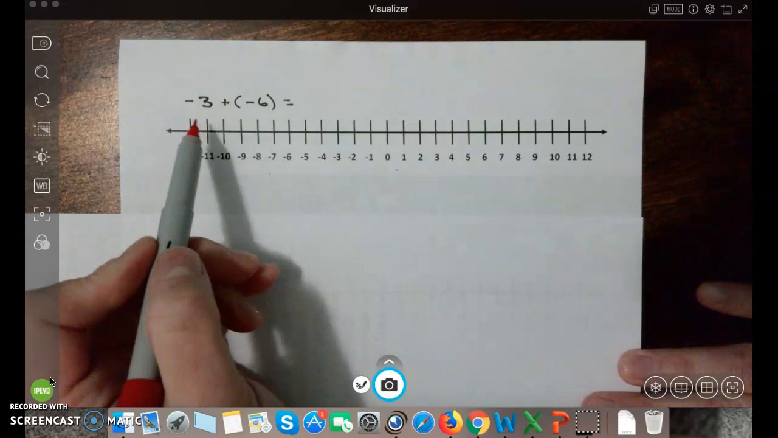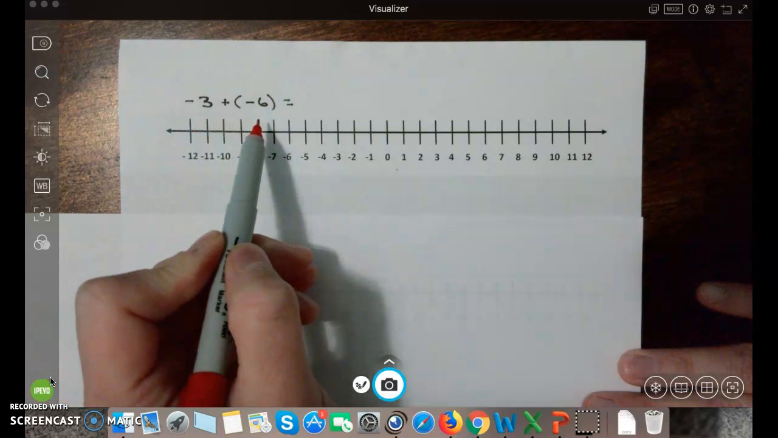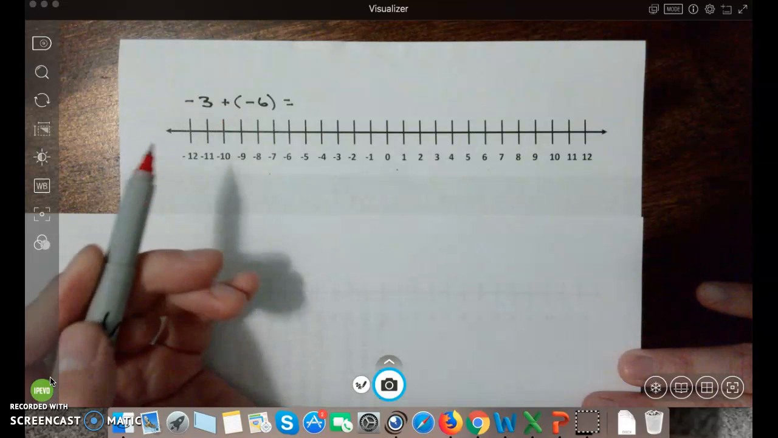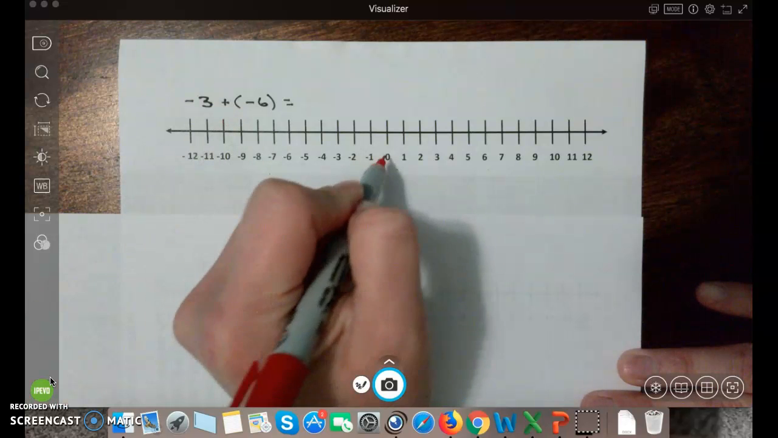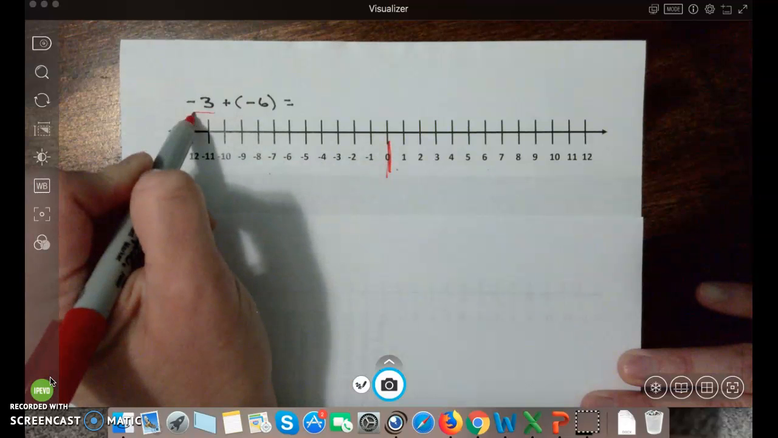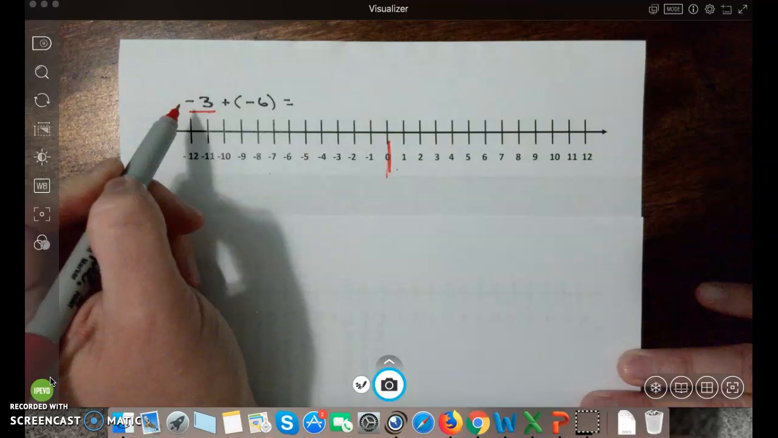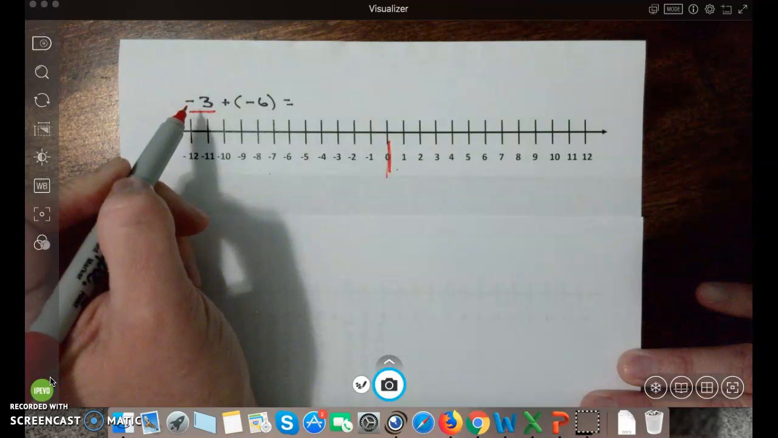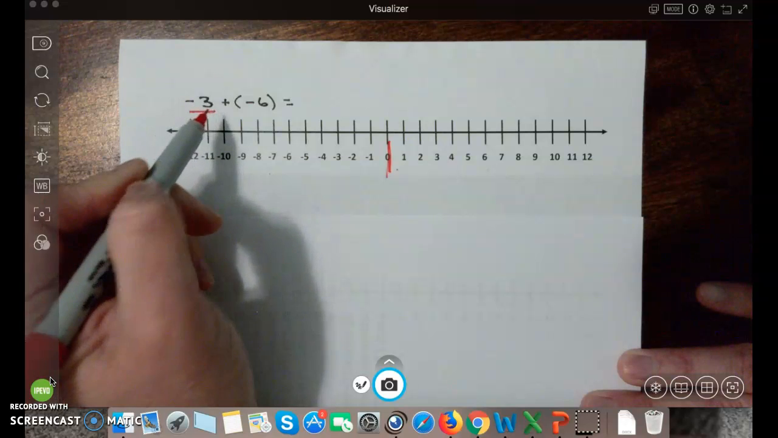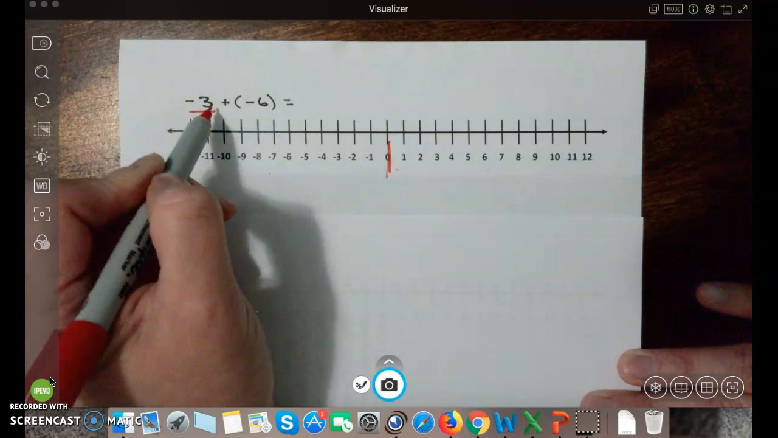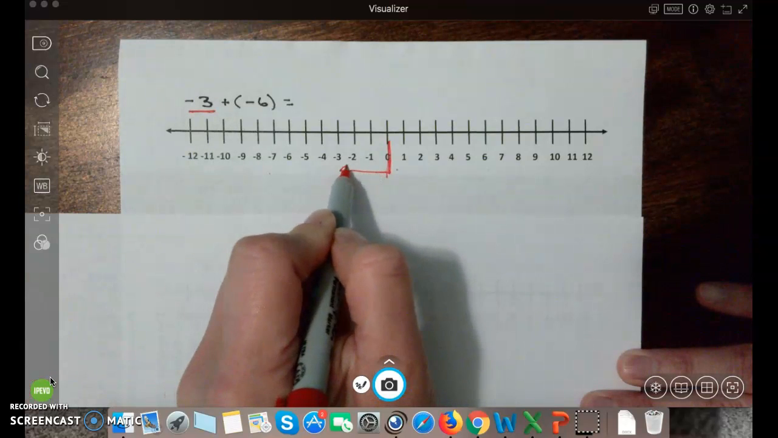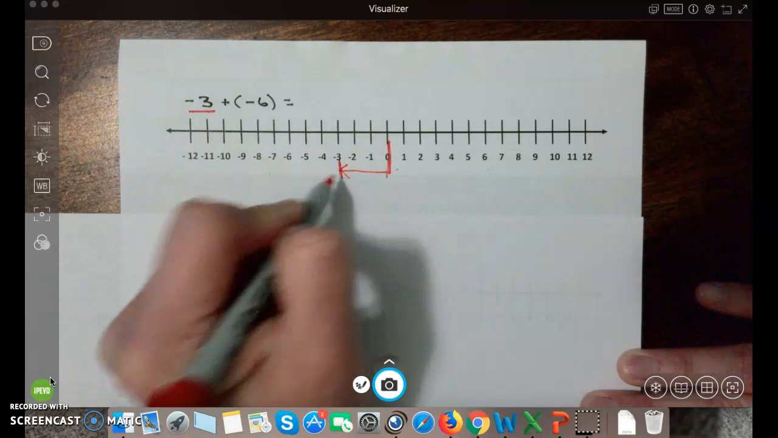Let's take a look at our second example. This time we have negative 3 plus a negative 6. And remember, those parentheses are there to separate the plus sign from the negative. If I'm going to use the number line, we always start at 0 on our number line. My first number up here is negative. Whenever your number is negative on the number line, you're going to move left however many places it tells us. Negative 3 means move left because of the negative 3. So from 0, I'm going to move to the left 3 places, and that's going to land me right here.